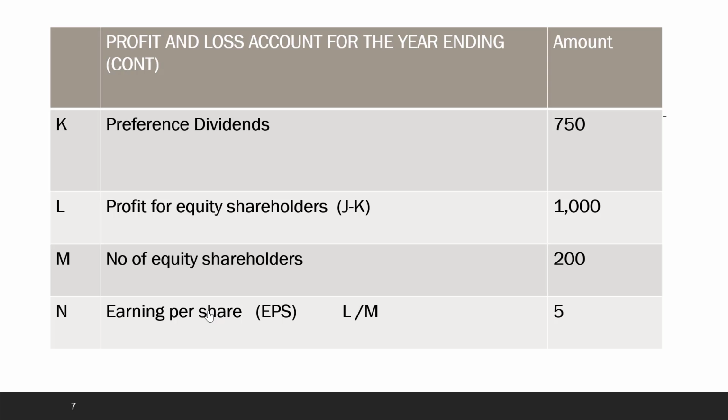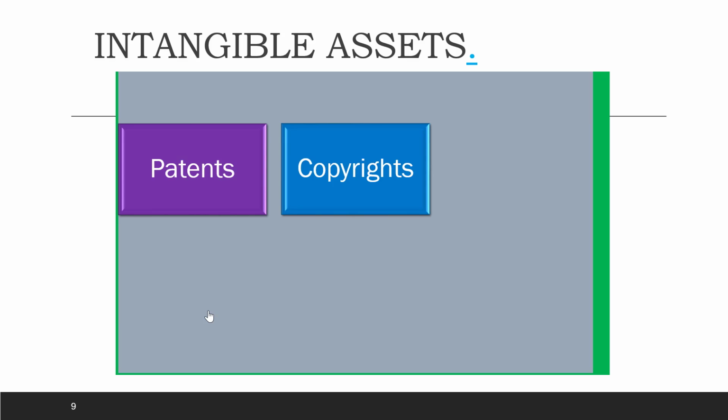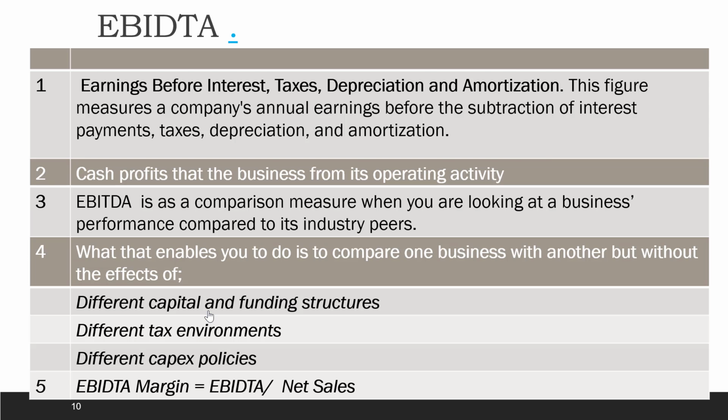So the number of equity shares is 200, so earning per share will be 5. How much has the company earned? 1,000 rupees. And there are 200 shares. So the earning per share will be 5. Is that okay? So this is just a format. I'm just going through this. I'll come back to this later.